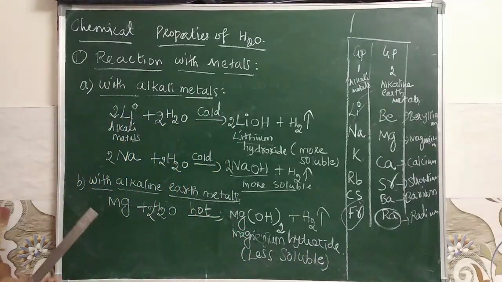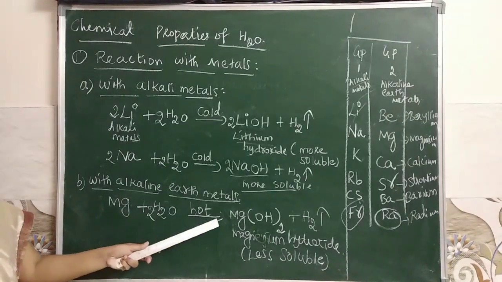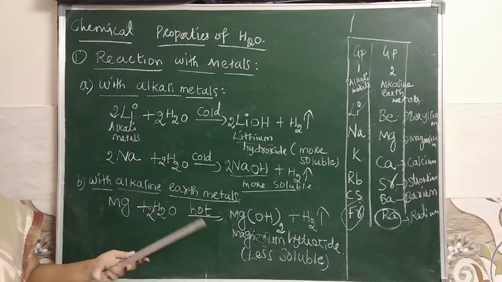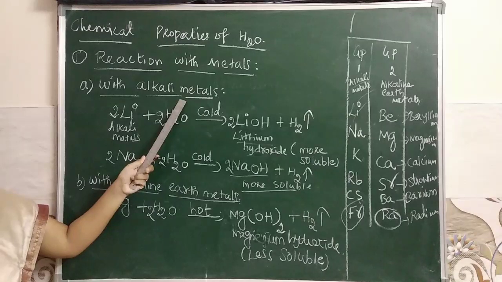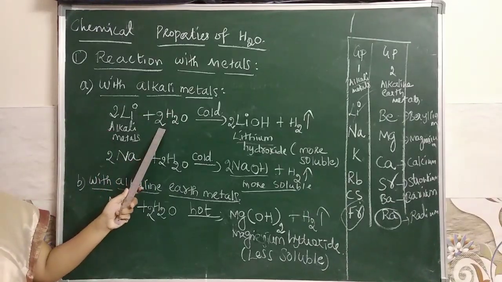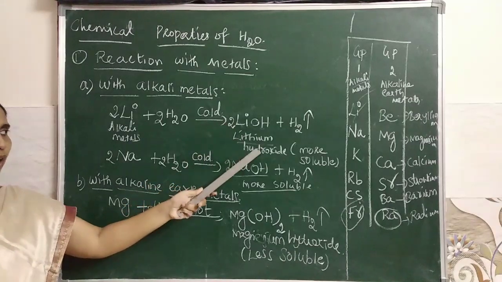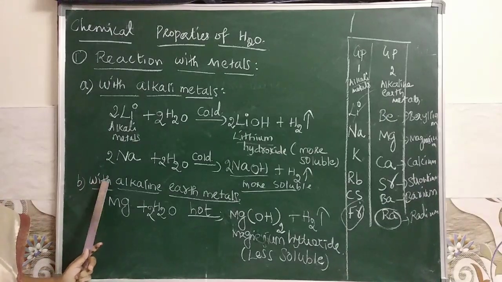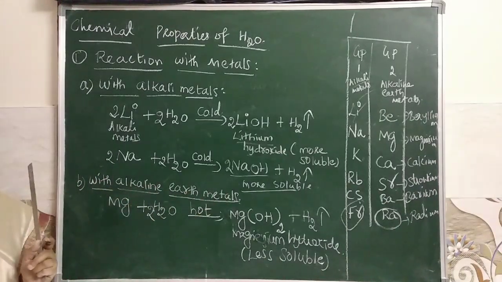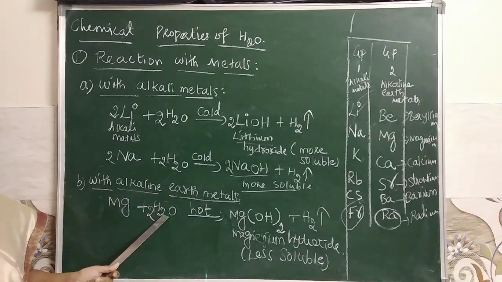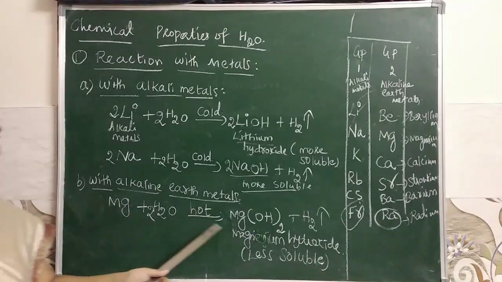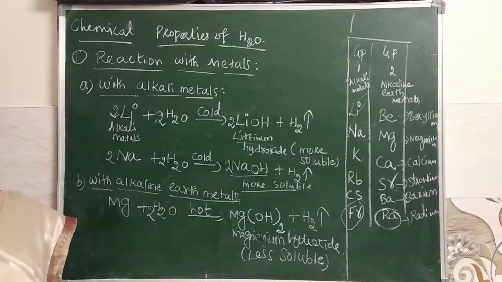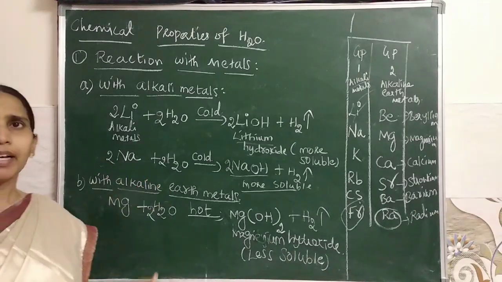So first one, listen. These conditions are written in your book, given in the words. You can write this equation and the condition. First one, reaction with alkali metals: alkali metals react with water, cold condition, forming hydroxide which is more soluble. Next one, reaction with alkaline earth metals: alkaline earth metals react with water, hot condition, forming magnesium hydroxide that is less soluble.